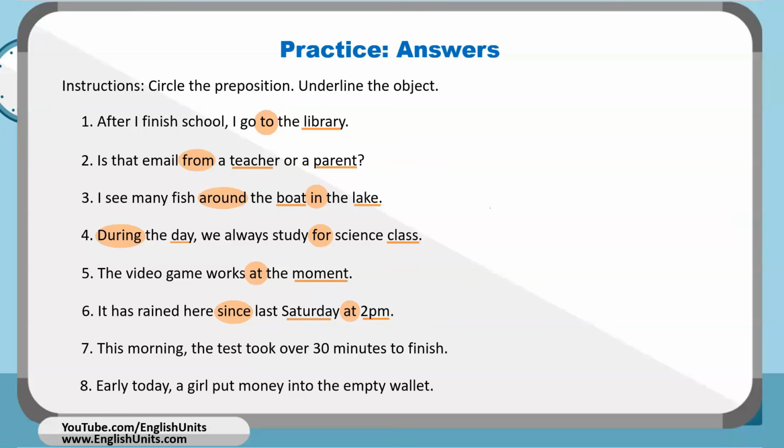Sentence 7. This morning, the test took over 30 minutes to finish. This sentence has one preposition. What is it? Over. And what's the object of this preposition? The object of over is the noun minutes.